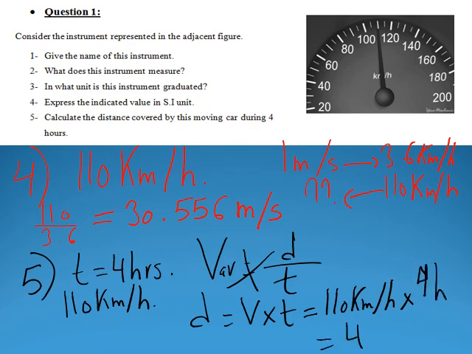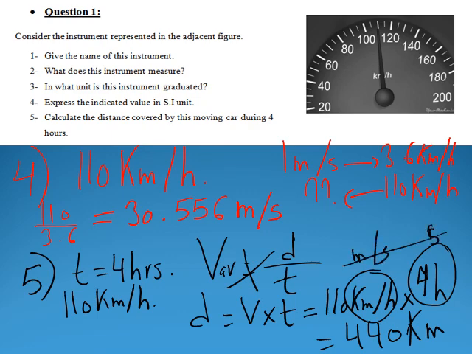So this equals 440 kilometer. Be careful here to have the same unit for the velocity and the time. The 4 hours should match kilometer per hour. If it was in seconds, so this will be in meter per second. Okay, be careful for this.